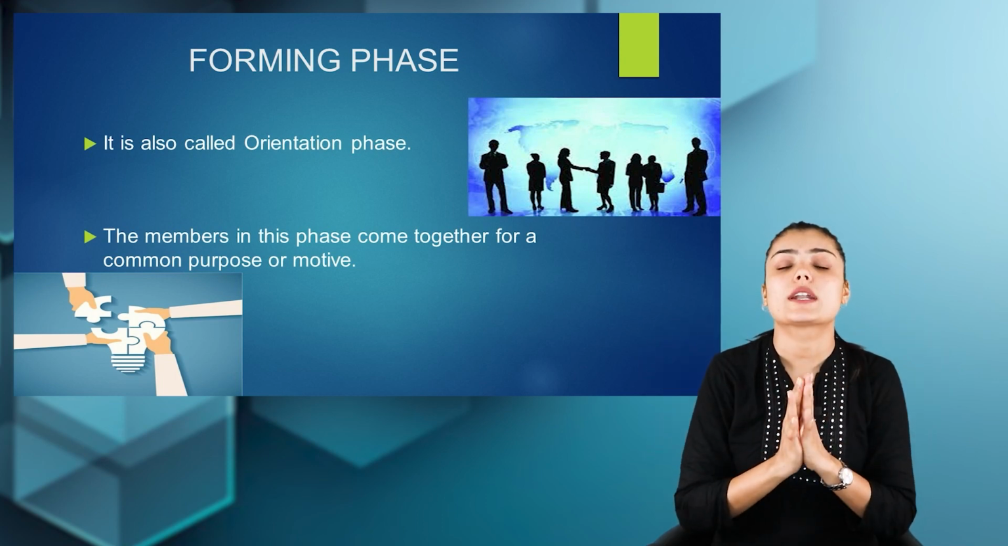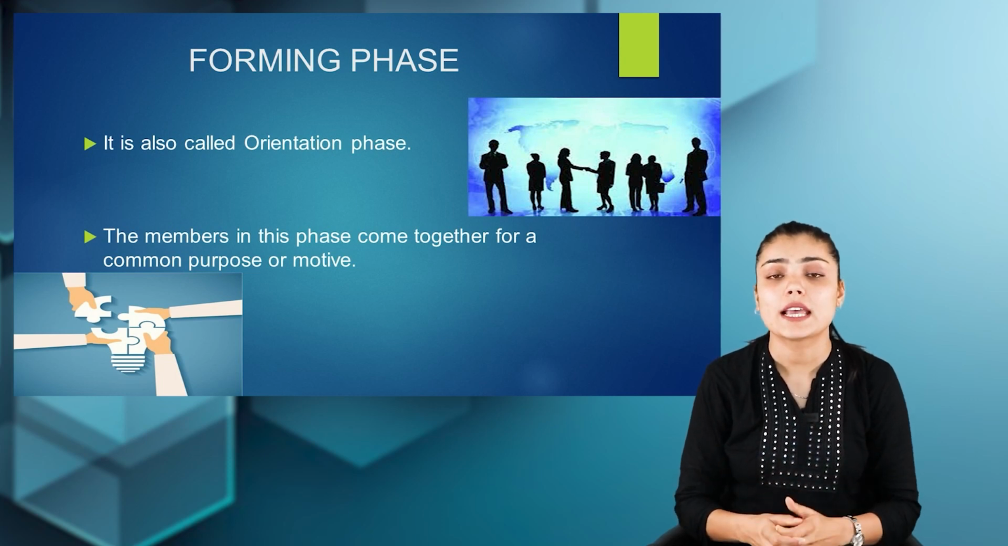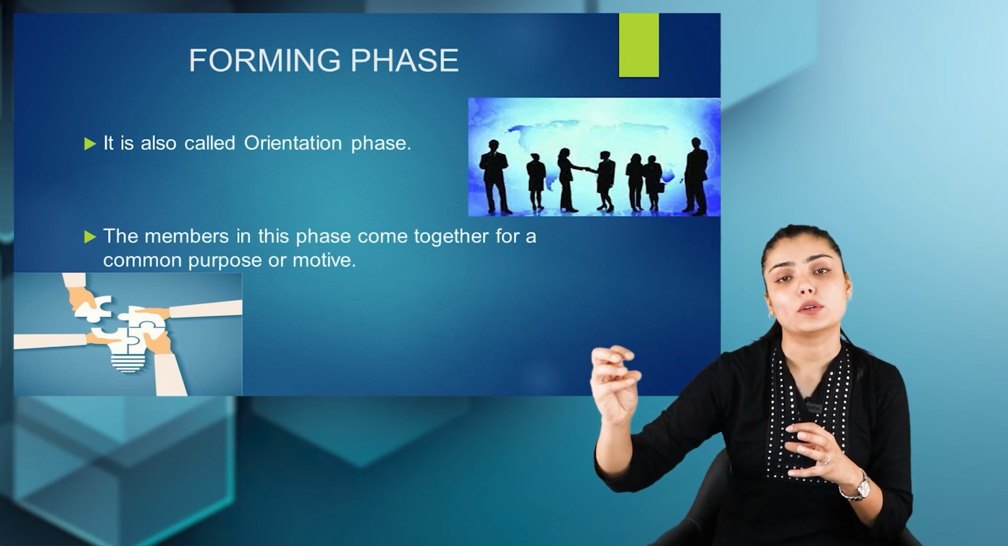It is also called the orientation phase. Now, what happens during the forming phase? These members have come together in order to achieve a common goal. We must always remember there is a common and established goal that the group should meet.